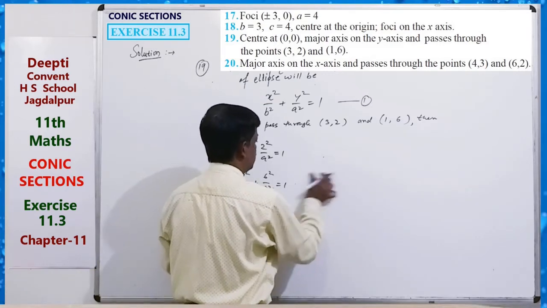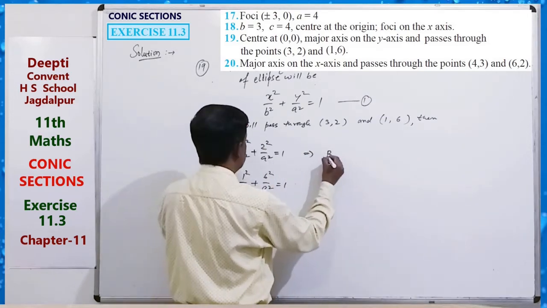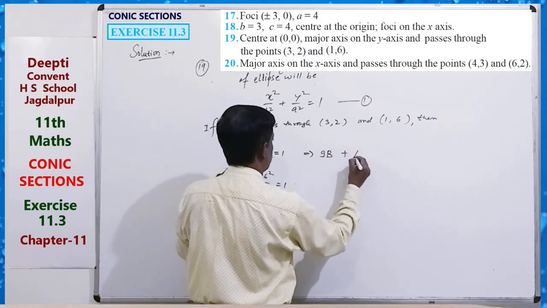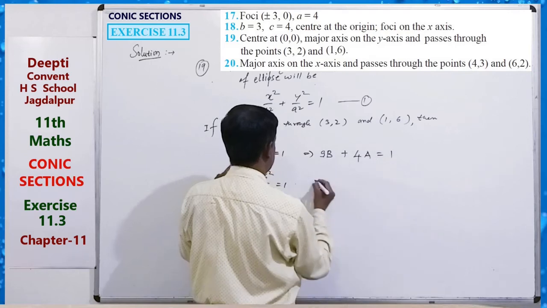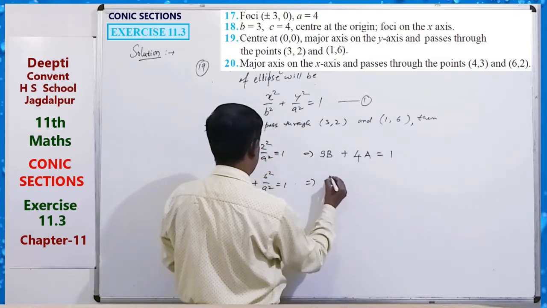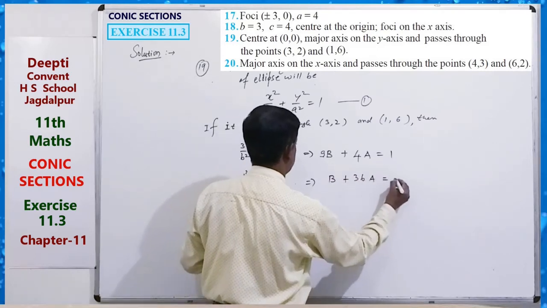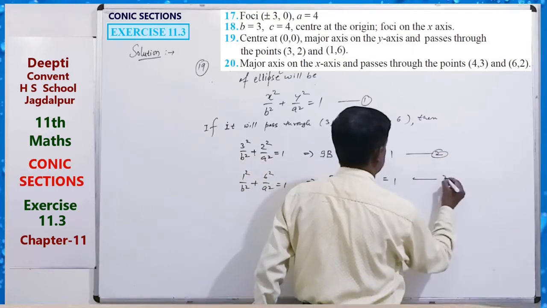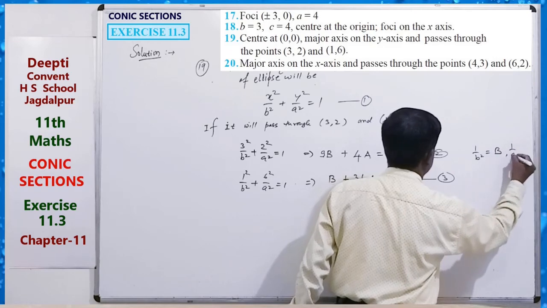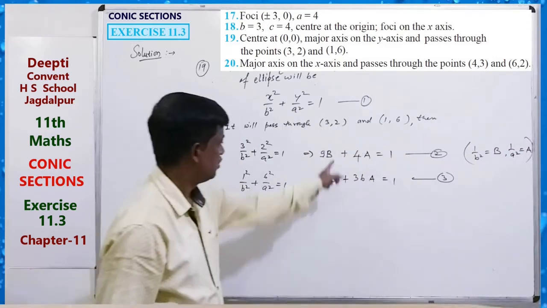1 by b square means what? We can write this also: 9B plus 4A equals 1. And here also B plus 36A equals 1, equation 2, equation 3. Suppose 1 by b square equals B and 1 by a square equals A. Now we can solve it.